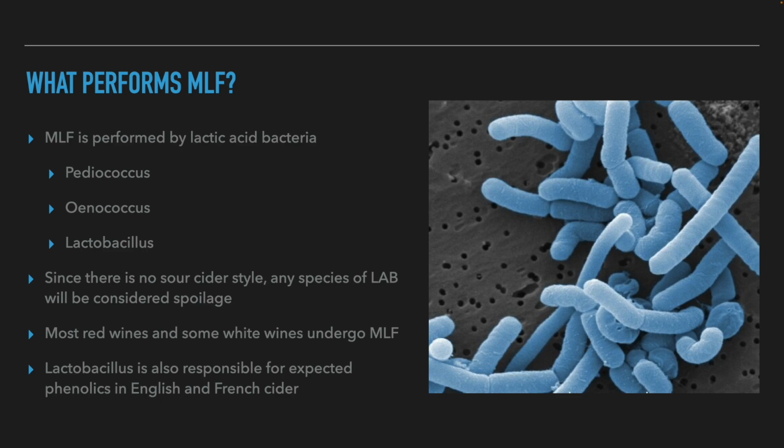Wine supply stores will usually have Oenococcus. In fact, the vast majority of red wines and some white wines undergo malolactic fermentation. There is only one species of Oenococcus, but with several subspecies. The third group, Lactobacillus, has several subspecies that are common in cider and are what gives the phenolics we associate with English cider and, to a lesser extent, with French cider.